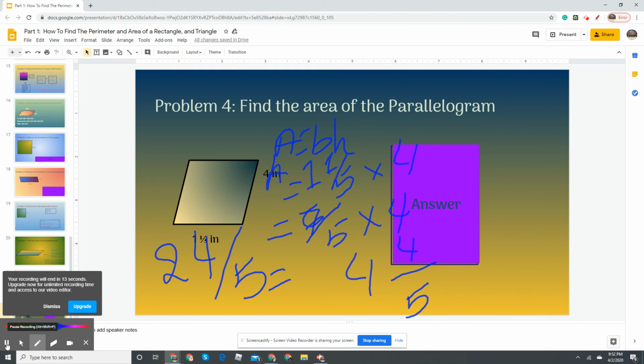So the area is base times height, which equals 1 and 1/5 times 4, which equals 6/5 times 4, which equals 24/5.